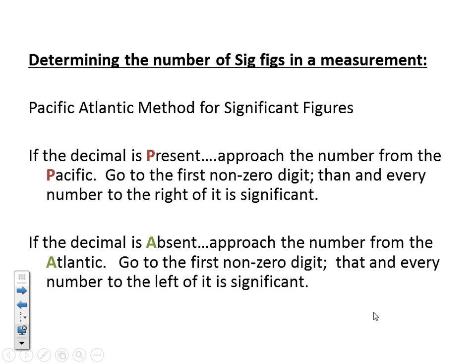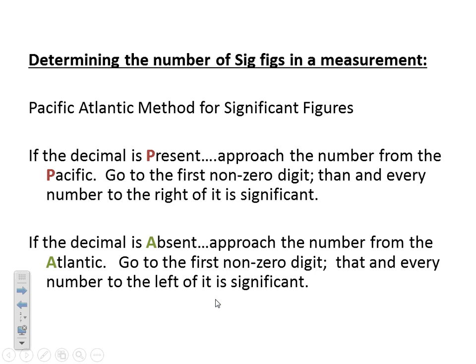If you're not a rules person, I've developed this system called the Pacific Atlantic method. Pacific Atlantic is just a way to remember present, absent. What I'm talking about being present or absent there is the decimal place. So if the decimal place is present, we will approach the number from the Pacific. In the continental United States, if we're looking at a map of that, the Pacific Ocean is on the left-hand side of the United States. So we're going to approach that number from the left. We are going to start counting digits when we reach our first non-zero digit. That and everything following to the right of it will be significant, whether it's a zero or not.